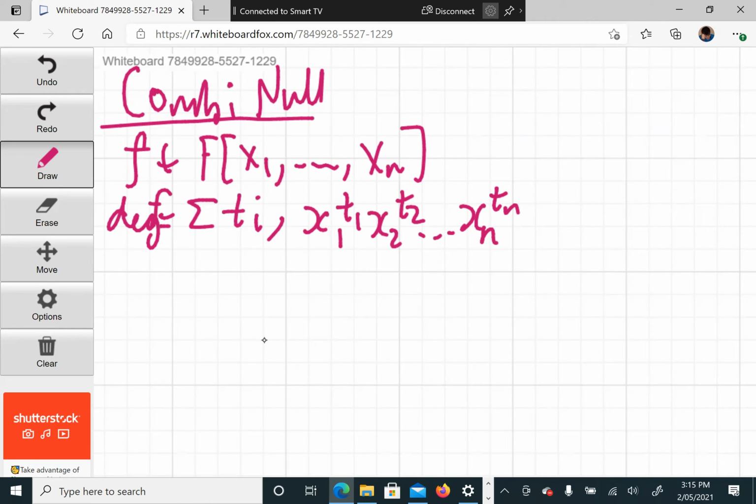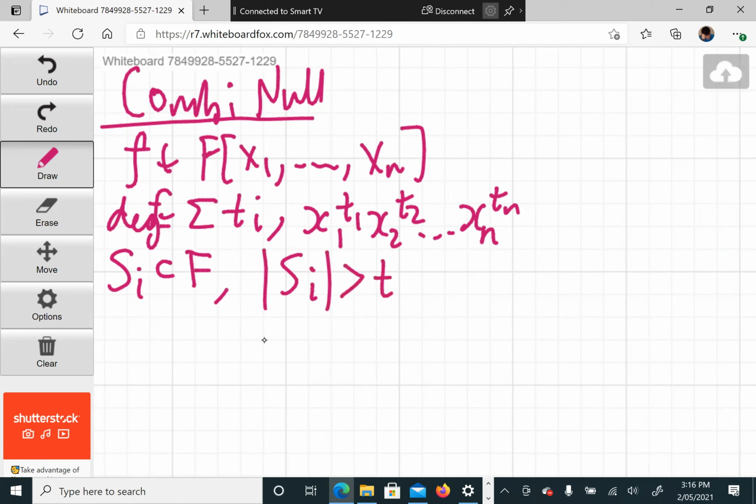Does that make sense? And you have these s_i's, so it's basically some values to put into these variables. These values are inside the coefficient field. If there are more of these s_i's than the t_i's, the conclusion is that f is non-zero on some s's.